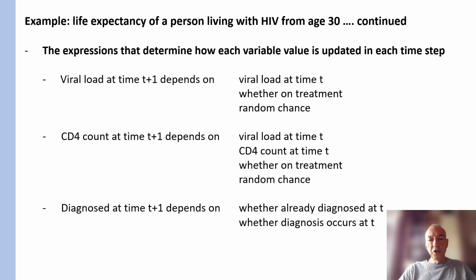So let's consider the expressions that determine how each variable value is updated in each time step. The viral load at time t plus 1, the next time step, will depend, let's say, on the viral load at the current time step t, whether the person's on treatment, with an added element of random chance. The CD4 count in the next period depends on the viral load at time t, the CD4 count, whether the person's on treatment, and an element of random chance. Whether the person's diagnosed in the next time period depends on whether they're currently already diagnosed at time t, and whether diagnosis occurs at this period.